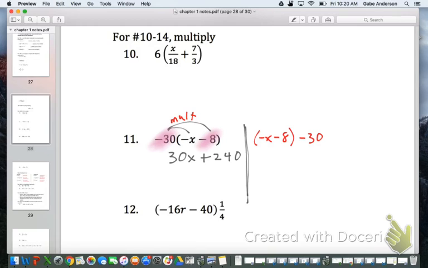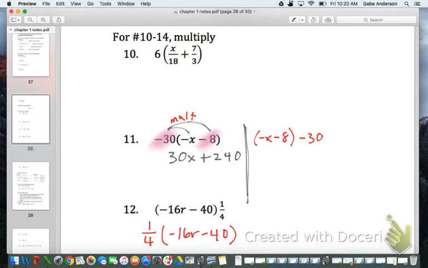Isn't it true that the order is different? If you wanted to, and this is not necessary at all, couldn't you rewrite it using the commutative property? Couldn't you say, you know what, I'm not very comfortable with that, I'd like to write it as 1/4, parentheses, negative 16r minus 40. You could definitely write it like that. It's not necessary at all, but if that makes you more comfortable, you could do that.